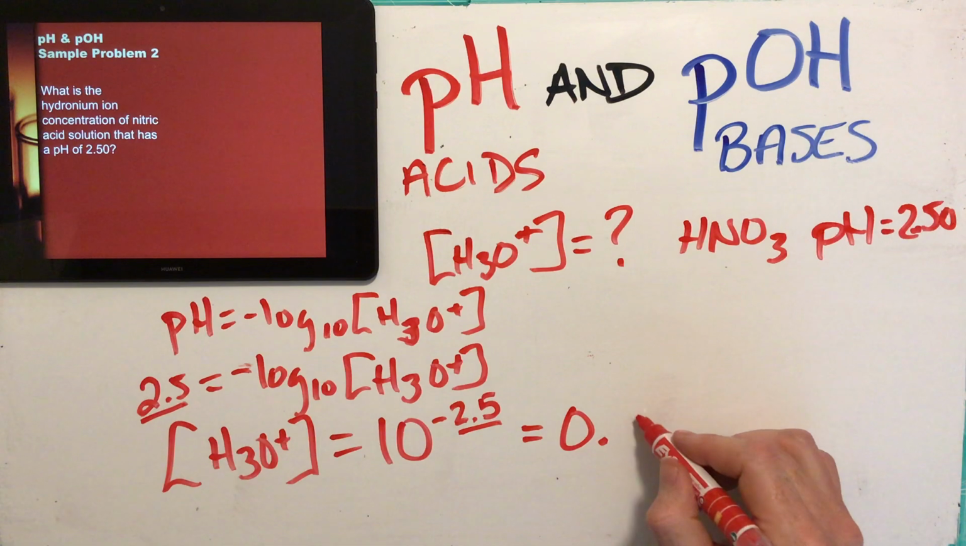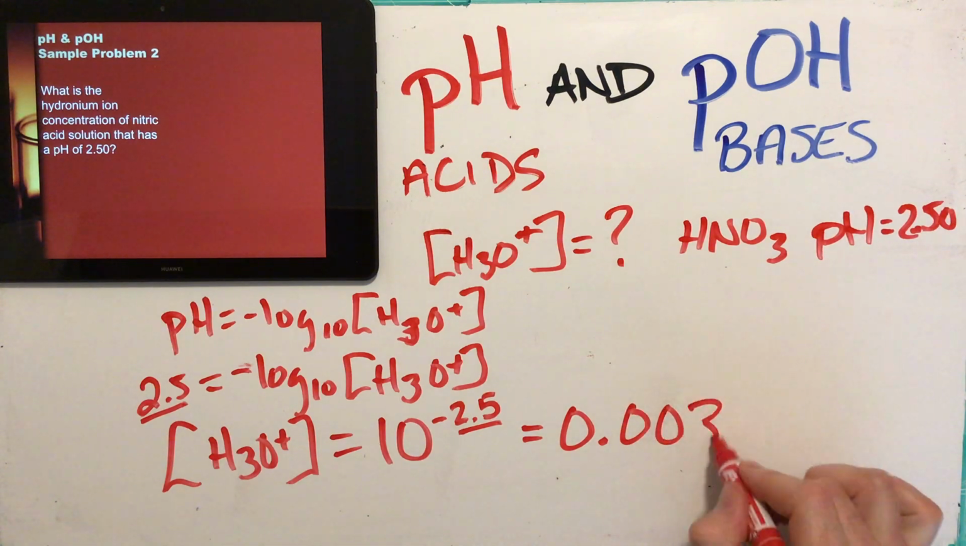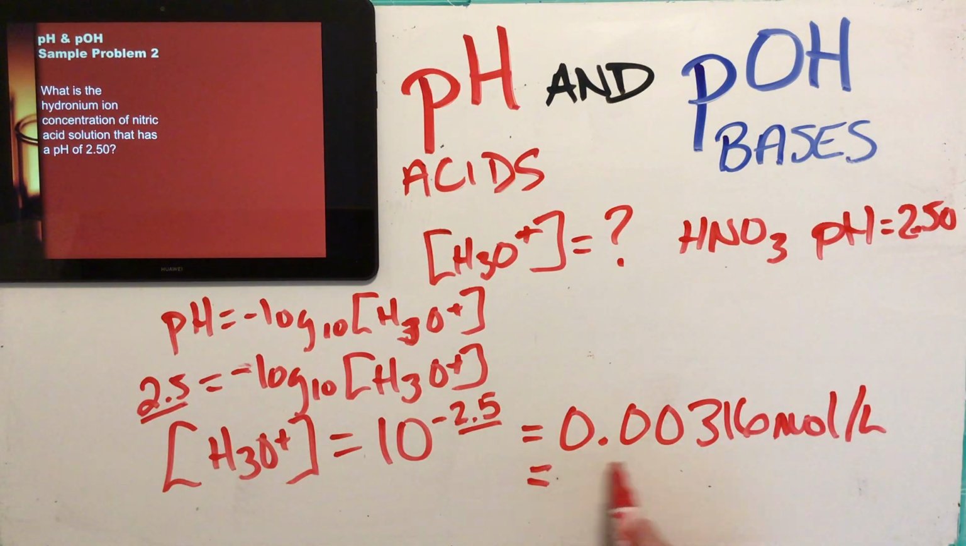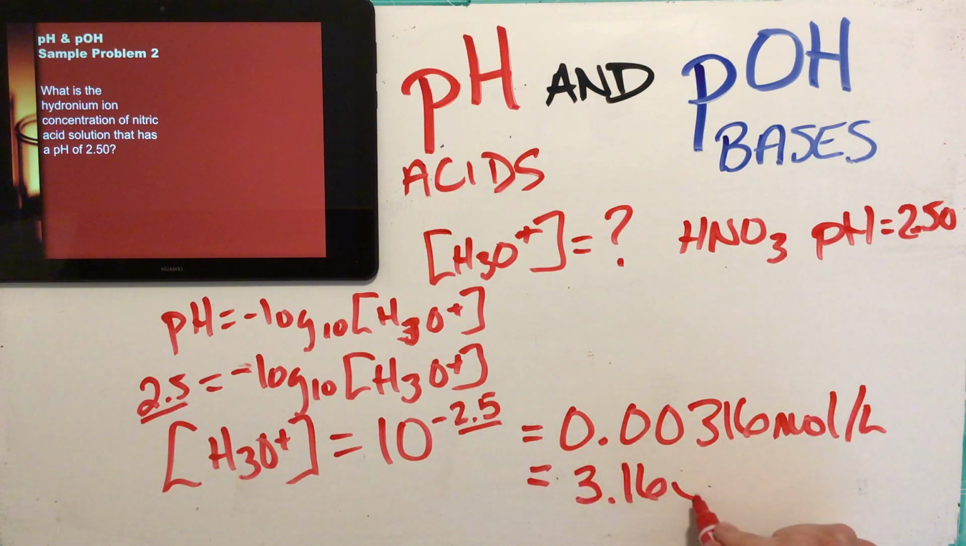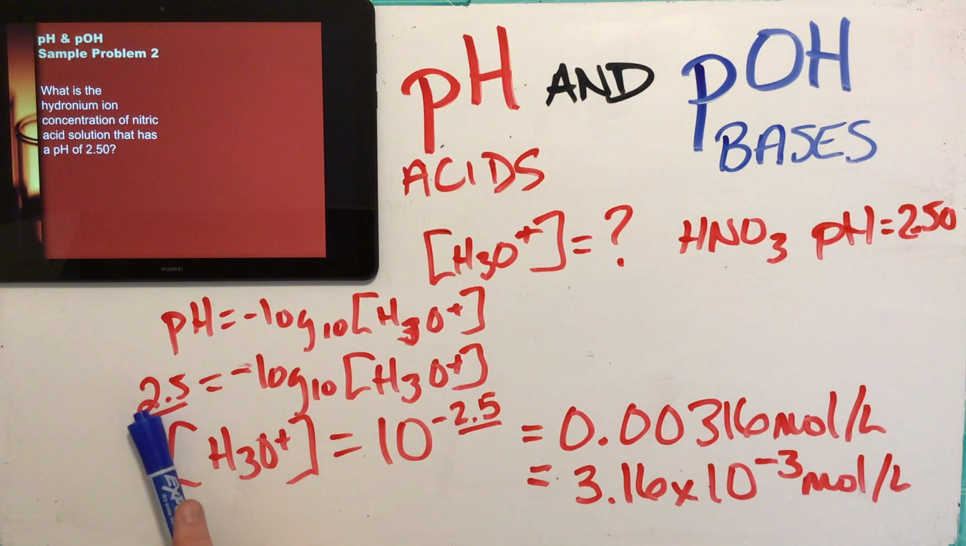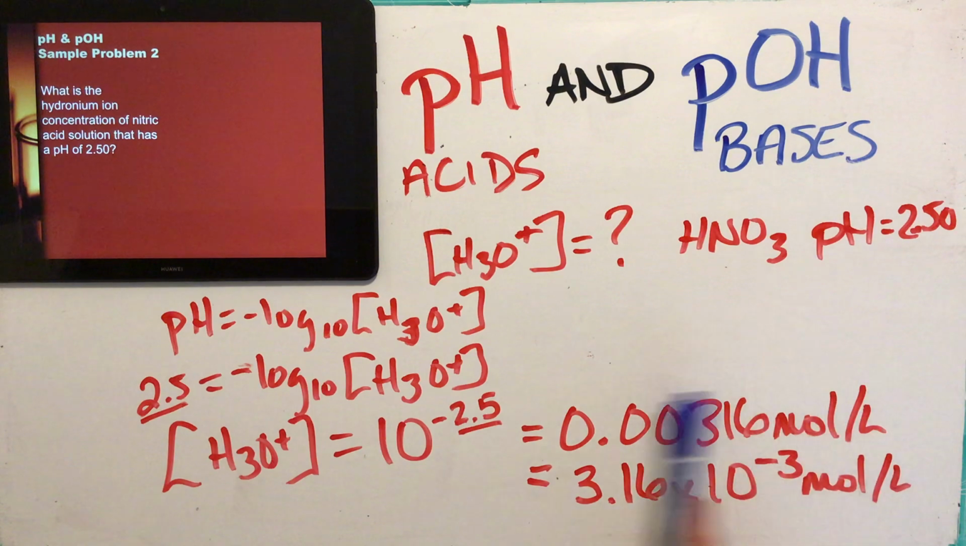And I'll write both answers because your calculator, depending on how it's set up, will give you one or the other. It'll be either this, so the expanded version, 0.00316 moles per liter, or your calculator will give you the scientific notation, 3.16 times 10 to the negative 3 moles per liter. Both of these are the same number. Both of those are correct. All right? So when we're given the pH value or the pOH, we just make it a negative exponent to the base of 10, and that will be our concentration in moles per liter.